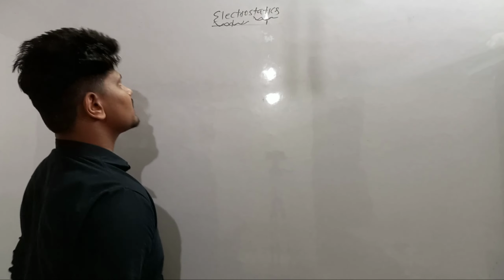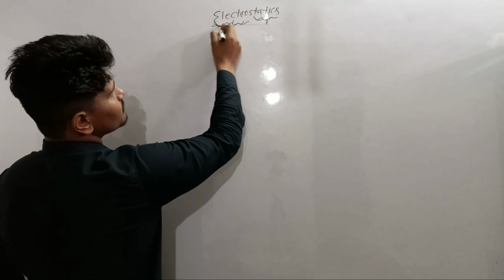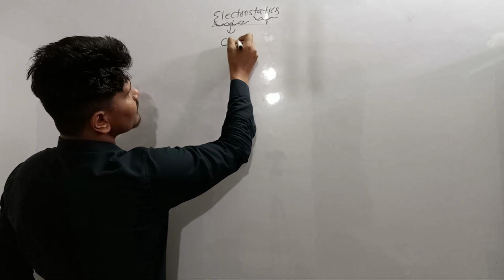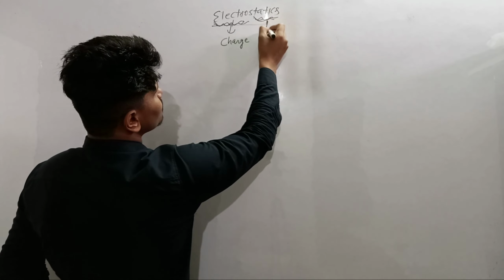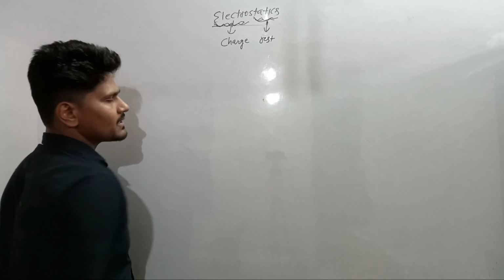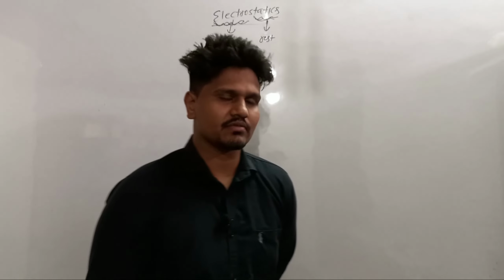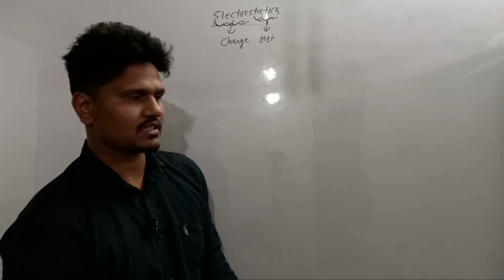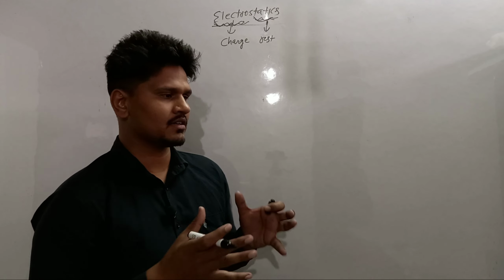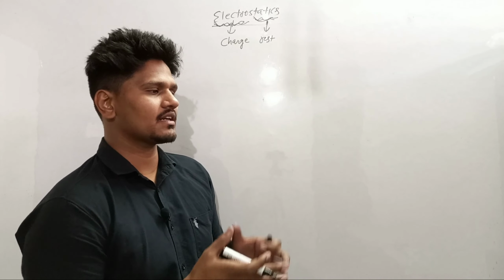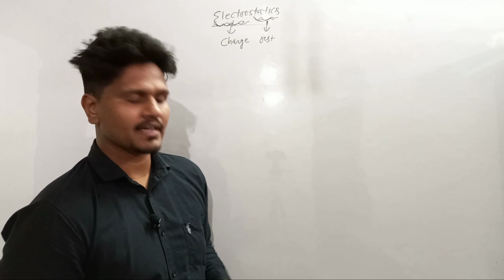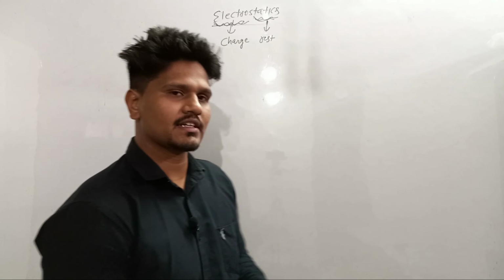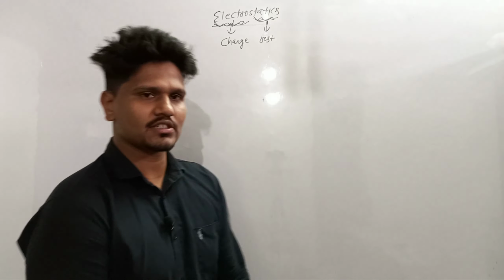Let's start. What does electrostatics stand for? In the word electrostatics, electro means charge and static stands for rest. So the branch of physics in which we deal with the study of charges at rest and their characteristics, whatever they possess, like they can apply force, they can produce electric field around them, they can produce electric potential around them. Whatever property a charge at rest can have, we are going to study in electrostatics.